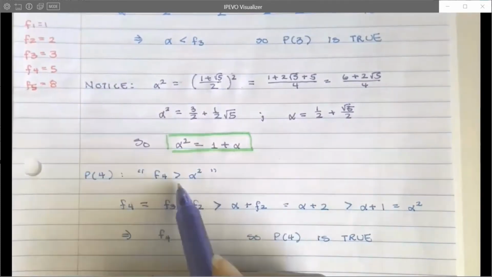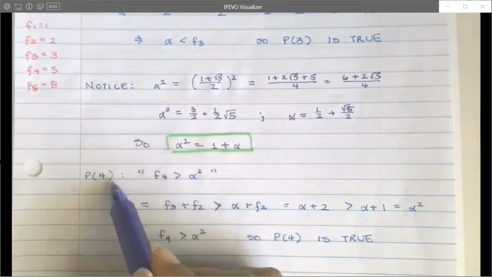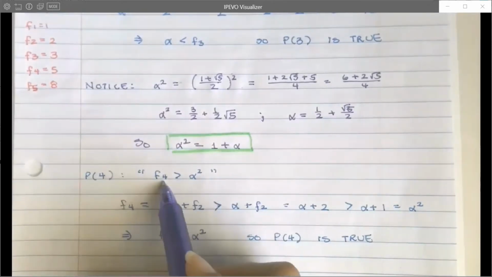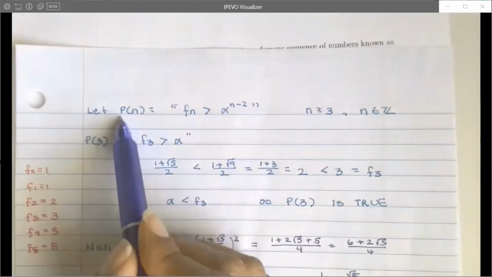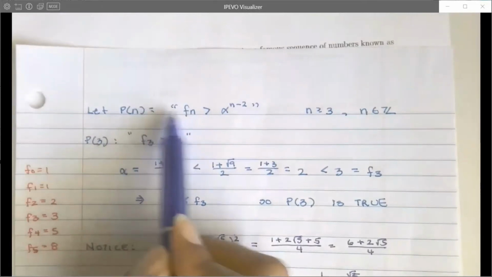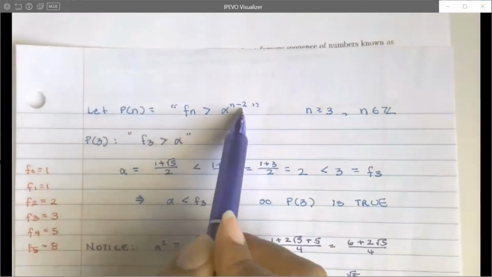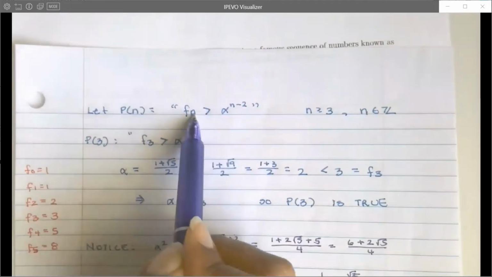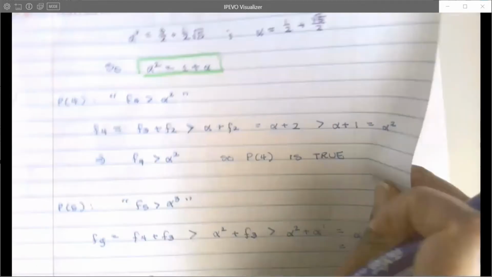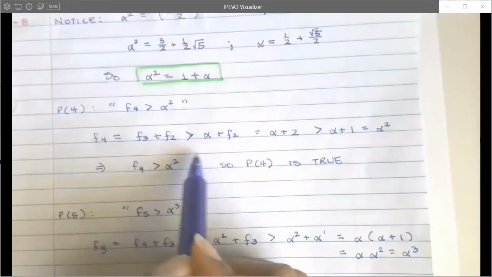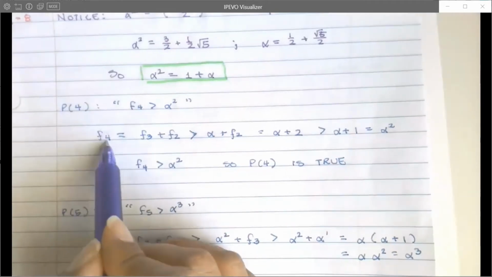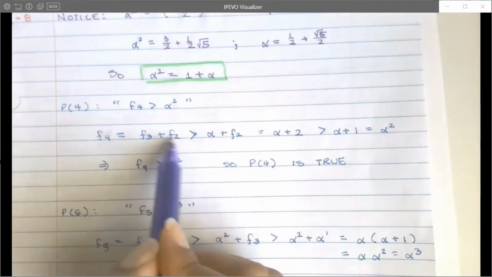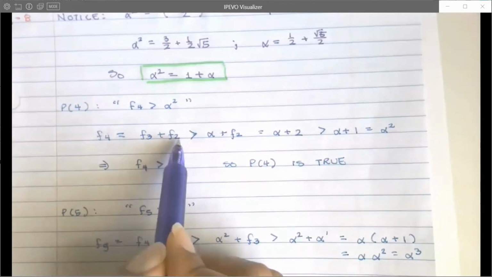Okay. So what is P of 4? P of 4 is a statement that F4 is greater than alpha squared. The reason being is that the function that we defined is that Fn is greater than alpha to the n minus 2. So if this is 4, this is 4 minus 2, which gives us alpha squared. Okay, so that's the statement that we're trying to prove is true. And what we're going to rely on here is the fact that F4 is a Fibonacci number, which means it's the sum of the previous two Fibonacci numbers, F3 and F2.